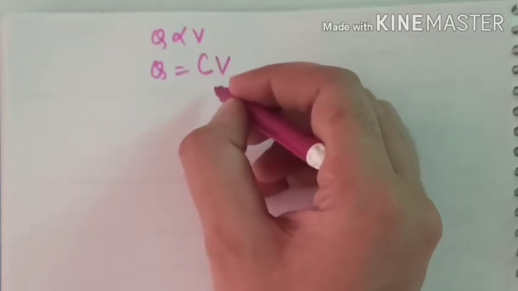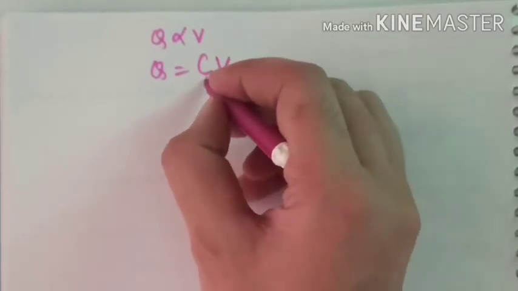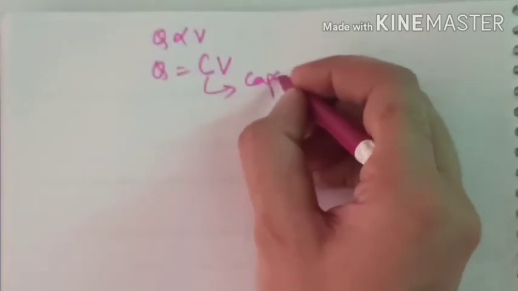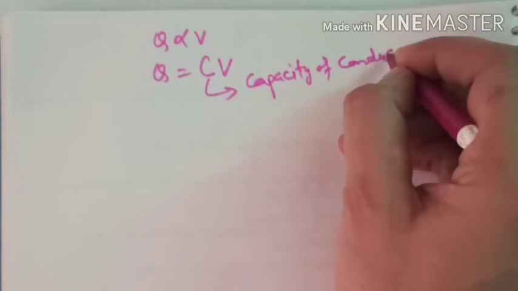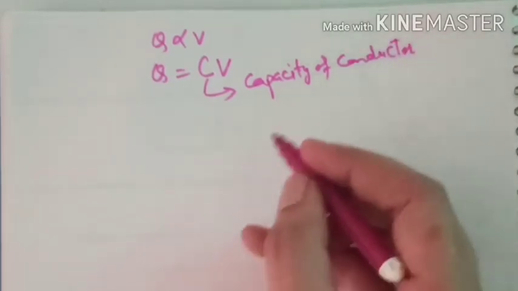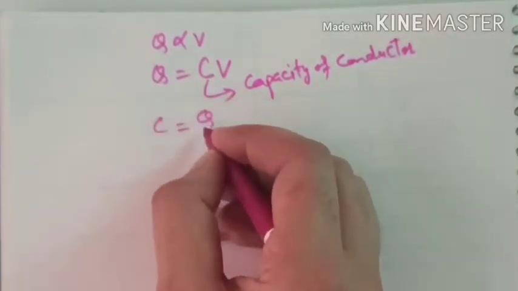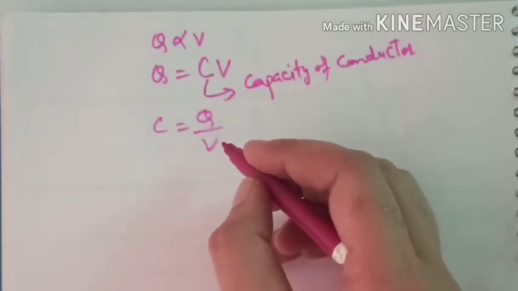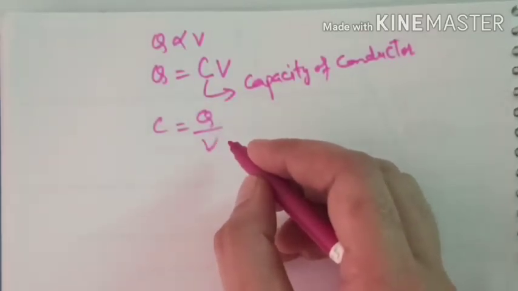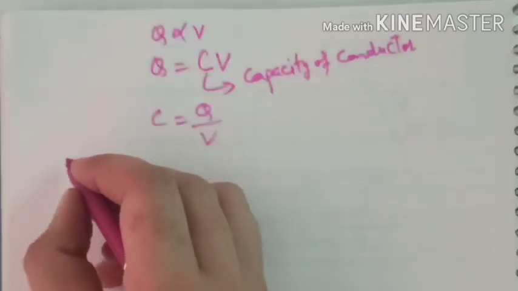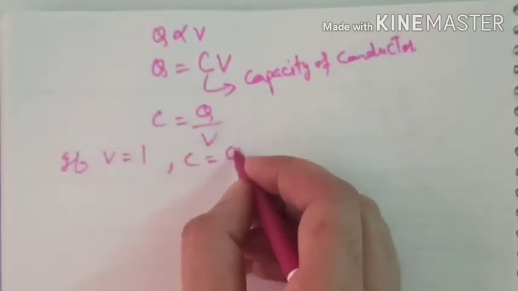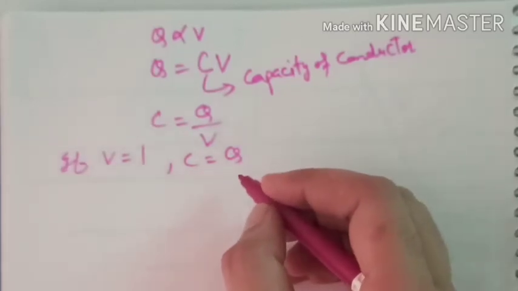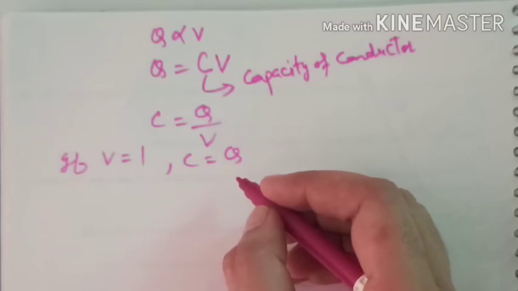This C is known as the capacitance or capacity of the conductor. So this capacity C is equal to Q over V. The capacity is the ratio of charge per unit potential. If V is equal to 1, then C is equal to Q. The capacitance of the conductor is defined as the charge required to raise its potential by unity.